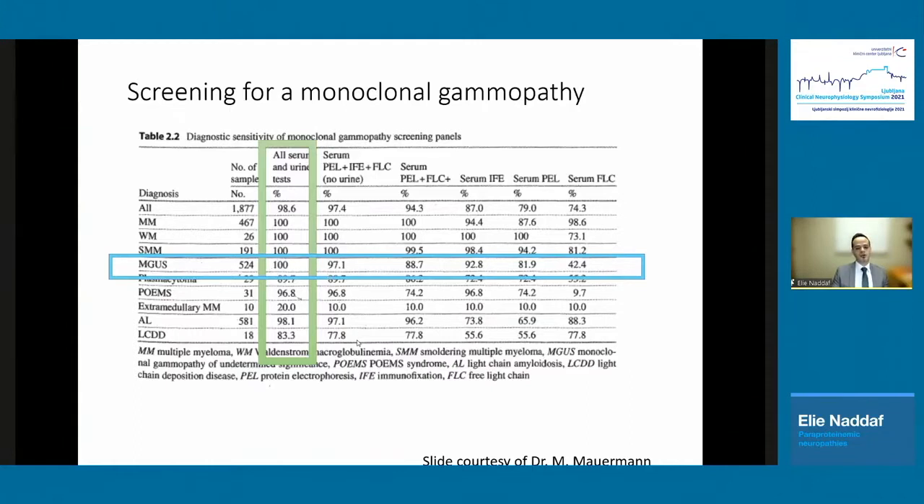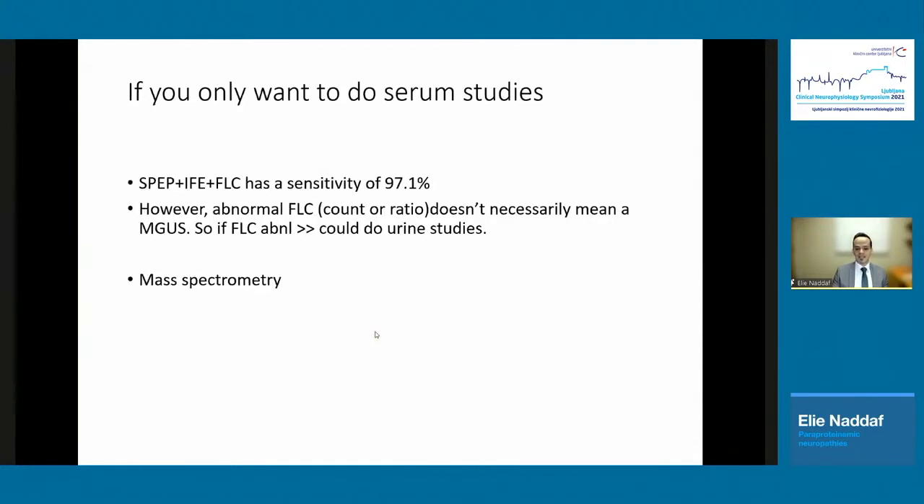But as you know, to collect urine for 24 hours is not easy, or it can be a hassle. So what if you only do serum tests? That's okay too, because if you do serum protein electrophoresis and immunofixation and the free light chain, you're about 97% sensitive. And then if the free light chain ratio is abnormal, that tells you there is something wrong. It does not have to be monoclonal. It can be polyclonal, for instance, patient with kidney failure.